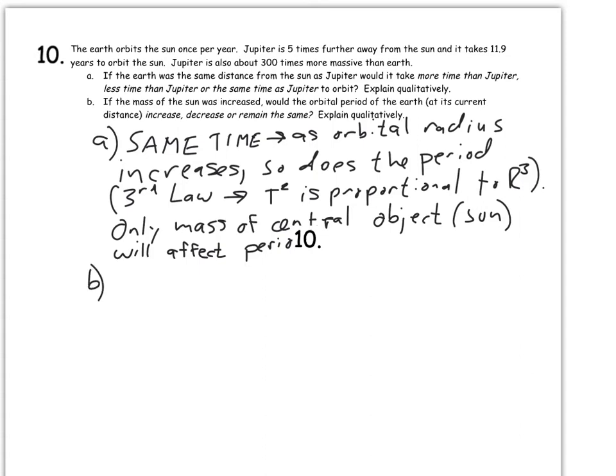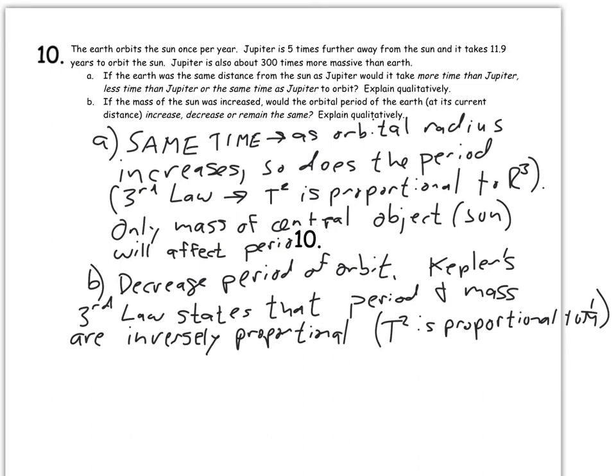For the second question, we're looking at how changing the mass of the sun, the central object in this case, would affect the period of orbit for Earth while it's at its current location. And so if we increase the mass of the sun, that's going to decrease the period of orbit. There are two ways of thinking about this. The one is we can think about Kepler's third law and think about how the period, specifically the period squared, is inversely proportional to the mass. So if we increase mass, that's going to decrease the period.